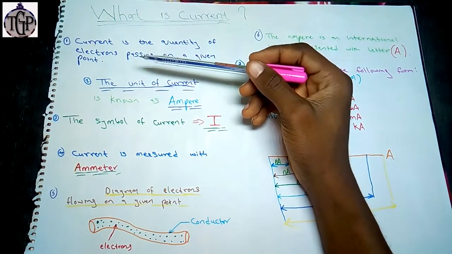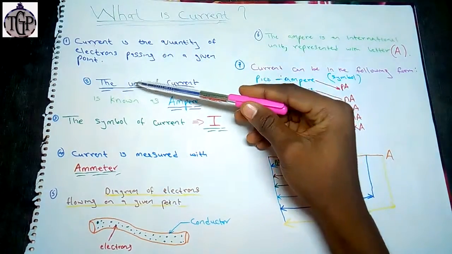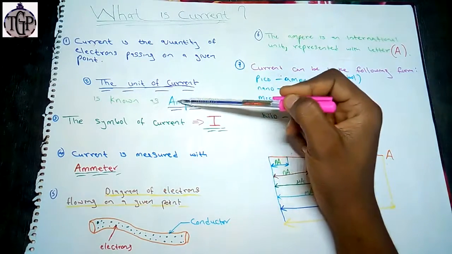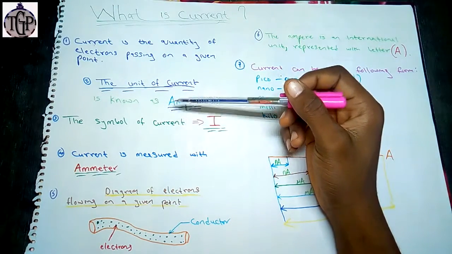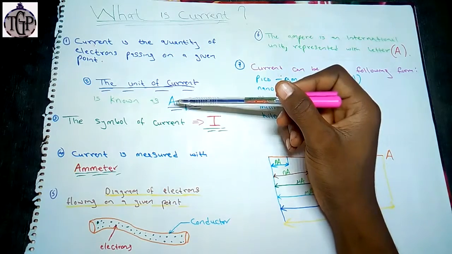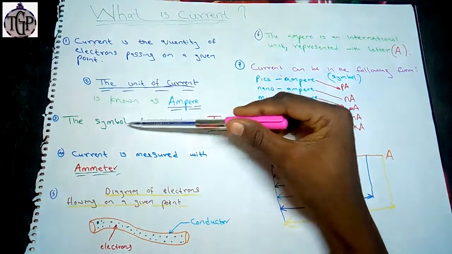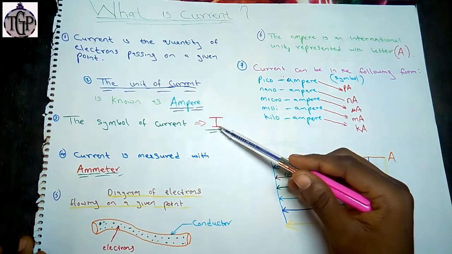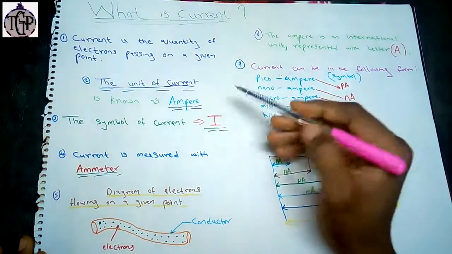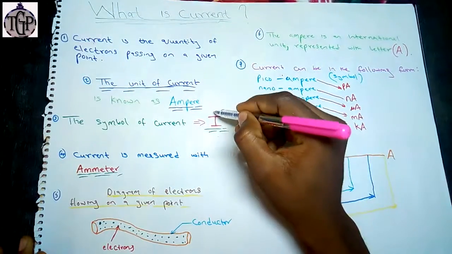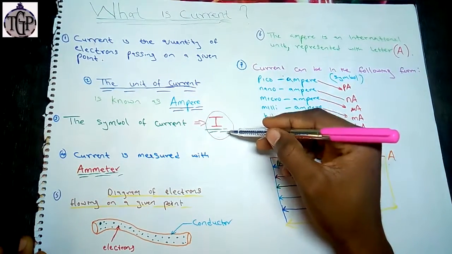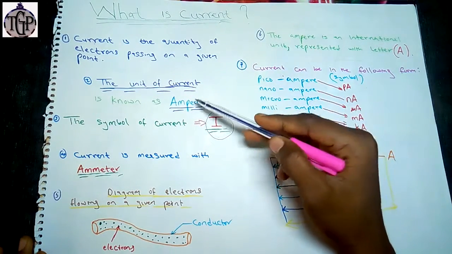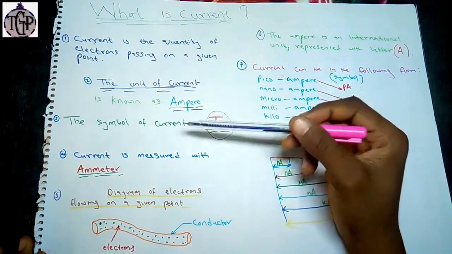So let's look at the unit of current. The unit of current is known as ampere. Ampere is the unit of current, and the symbol of current is represented with letter I. So this is the symbol of current, and the unit of current is ampere.